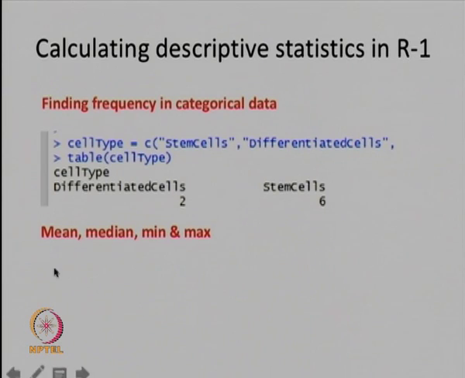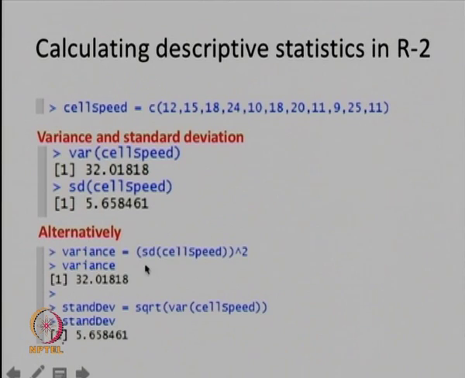I have shown you how to calculate the mean, median, minimum and maximum. You can also do the variance and standard deviation. You can use the function var to find out the variance of this distribution, and sd to find the standard deviation of this particular vector. In this particular example, where you have 1 2 3 4 5 6 7 8 9 11 entries, your variance is coming out to be a value of 32 and standard deviation is around 5.6. Okay. You can also find the standard deviation and square it to find the variance, which will give you the same information, or you can calculate the square root of the variance to find the standard deviation.